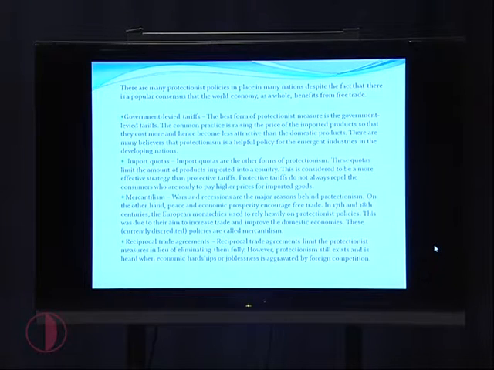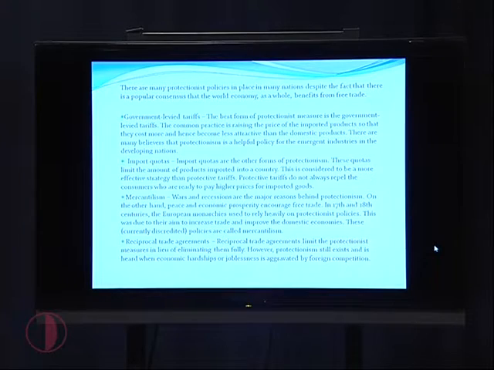Second is import quotas. Import quotas are the other form of protectionism. These quotas limit the amount of products imported into a country. This is considered to be a more effective strategy than protective tariffs. Protective tariffs do not always repel the consumers who are ready to pay higher prices for imported goods.